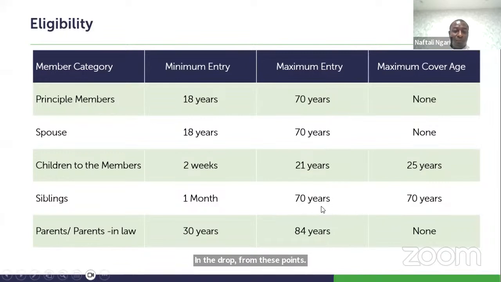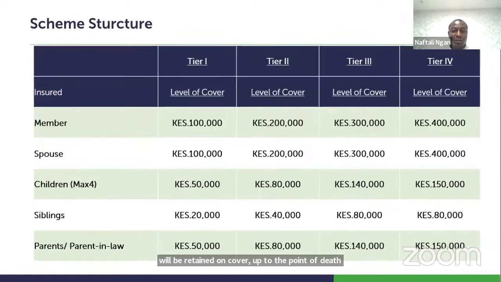Parents and parents-in-law, you can enroll parents from the age of 30 years up to a maximum entry age of 84 years. So at the time of joining the scheme, it is important to make sure that a parent is between these ages, between 30 and 84 years. If a parent has exceeded 84 years, then they cannot be enrolled to the scheme. However, if you enrolled your parent before the age of 84, they will be retained on cover up to the point of death. We do not have a maximum cover age for parents and parents-in-law.